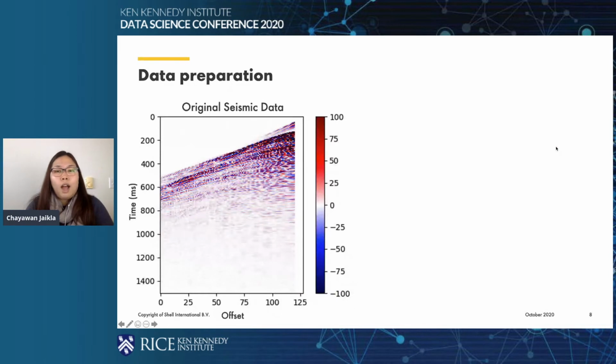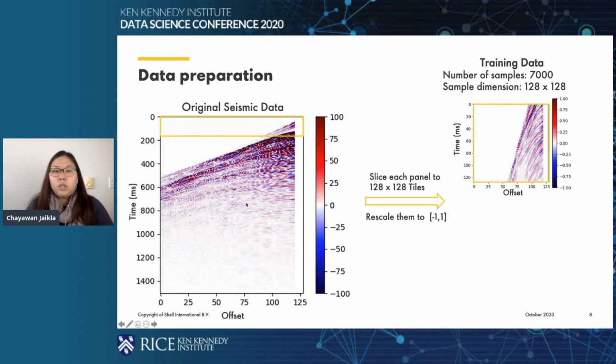So now let's look at how we prepare the dataset for training. Here is an example of the raw seismic data. Due to the nature of seismic data, it has the highest energy in the shallowest section of the image. As you can see here, the shallow part has higher signals than the deeper part. So we decided to slice the raw data set into 128 by 128 panels and rescale them to between -1 and 1 in order to capture the signature of seismic data at all depths.